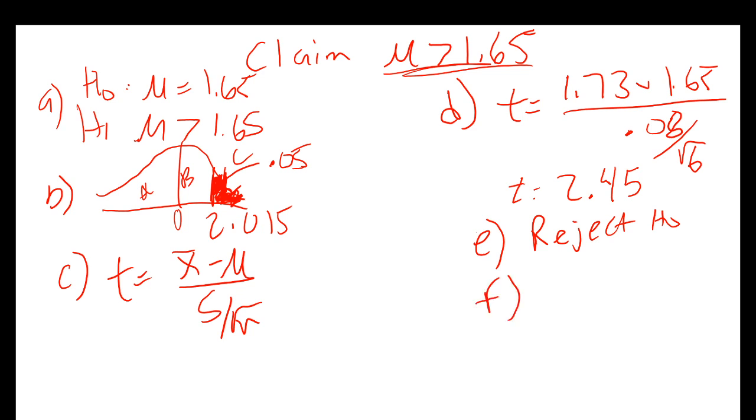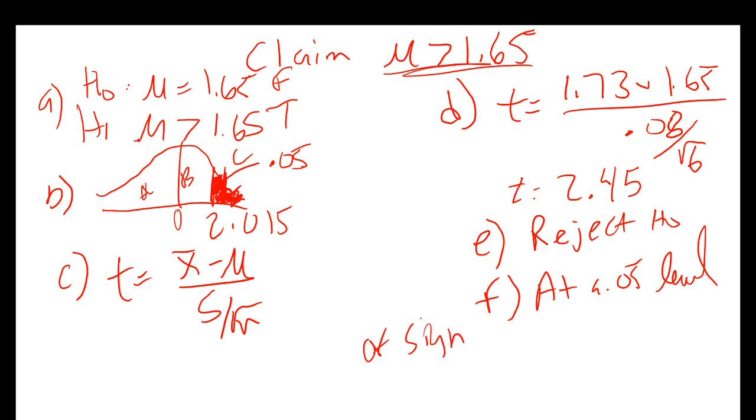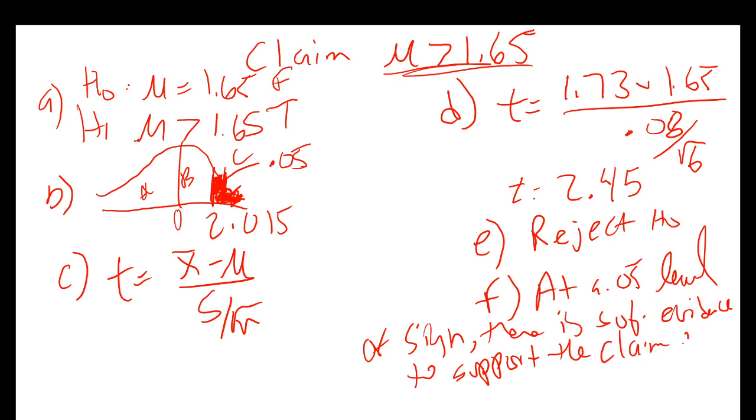Now, if you reject H0, you're saying that this is false and this is true. And so you would say at a 0.05 level of significance, there is sufficient evidence to support the claim that mu is greater than 1.65. So it's reject H0 because it's in the shaded area? Yes. It's reject H0 because it's in the shaded area.